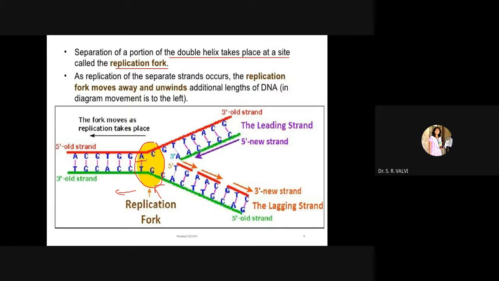Suppose this hydrogen bond breaks, then these two strands will separate. This is one strand, that is an old strand. This is also an old strand, the second strand. So these two will be separated, and they will act as template strands for the new DNA, right? Here you can see this is the old strand. This is also the 3 prime to 5 prime old strand, right? Here it is the 5 prime to 3 prime strand. This is the one strand which moves like this, and the other strand moves like this, right?